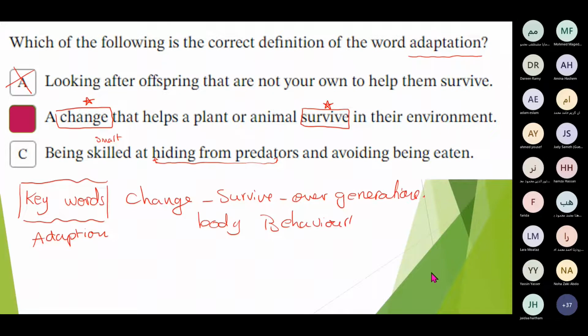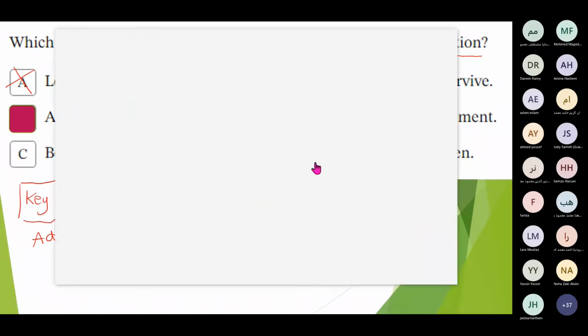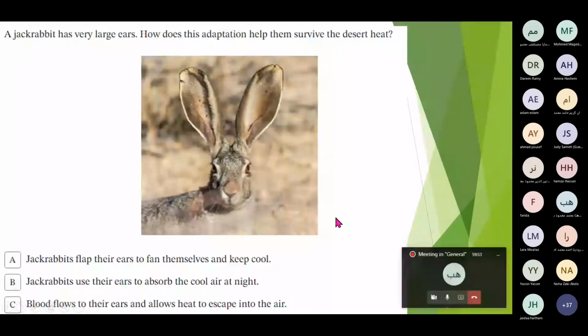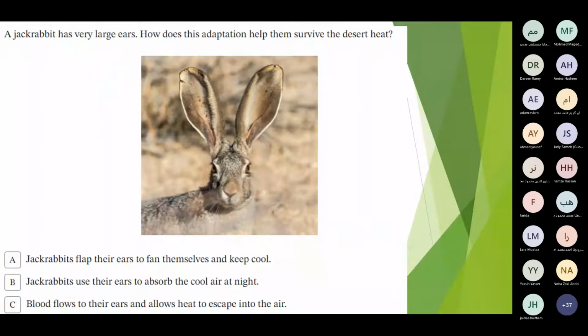Okay, let's go back with Iz. Iz, are you ready? Yes. Okay, welcome. Let's see, what can you see in this picture? A bunny. Bunny, حلو. Okay, a bunny or a rabbit. Okay, it's not a small bunny. Okay, it's a rabbit. Okay, and let's read together. Read the question. Yeah, Iz. A jackrabbit has very large ears. How does this adaptation help them survive in the desert heat?